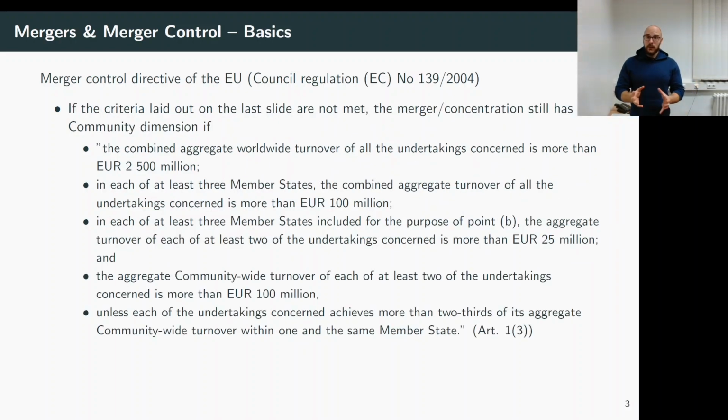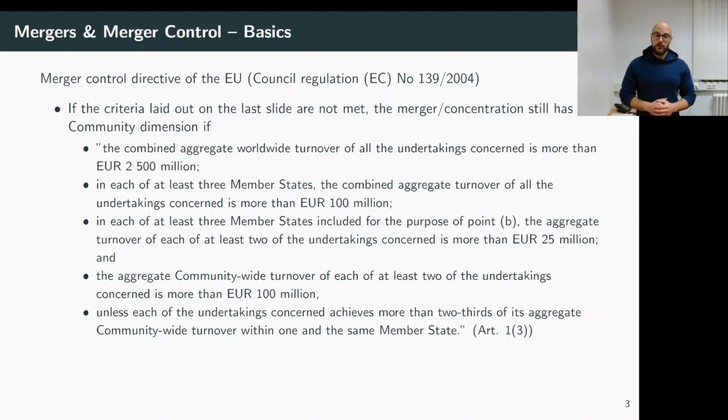And if these criteria do not hold, there is still the possibility that we have a community dimension if the combined aggregate worldwide turnover of all the undertakings concerned is more than 2,500 million euros. In each of at least 3 member states, the combined aggregate turnover of all the undertakings concerned is more than 100 million euros.